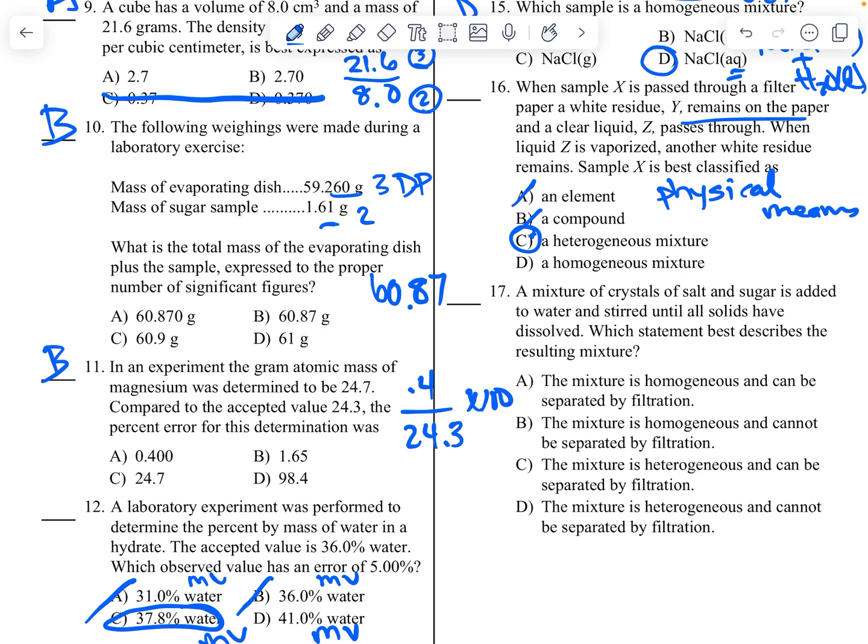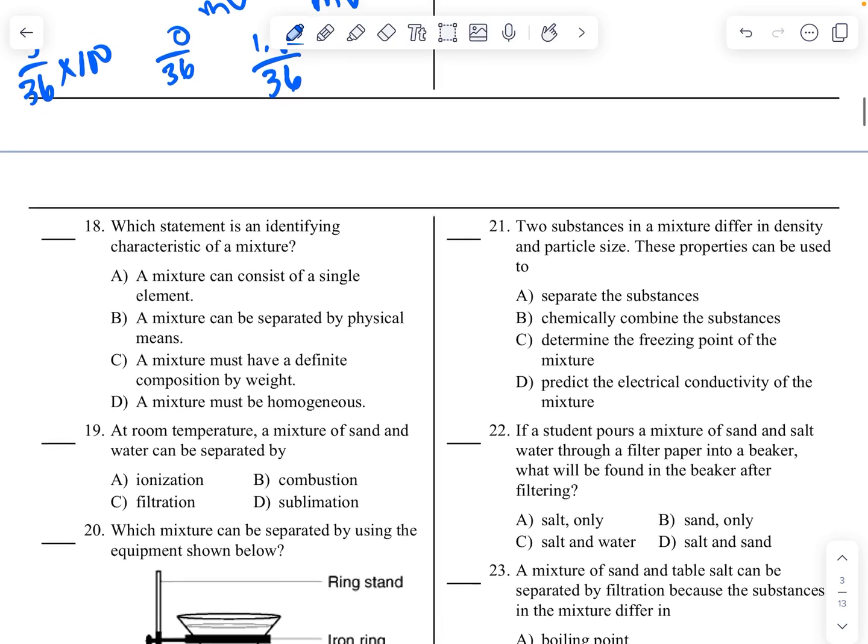17, a mixture of crystals of salt and sugar is added to water and stirred until all solids have dissolved. What happens? So I know that salt will dissolve in water, homogeneous. I know that sugar will dissolve in water, homogeneous, which means it's not going to be C or D. But I do know that because it's homogeneous, you cannot filter it. The particles would be so small, it would go all the way through a filter paper. So to separate that back out, you would have to boil or evaporate.